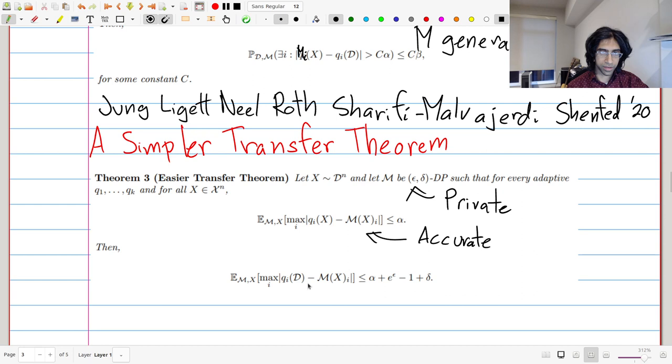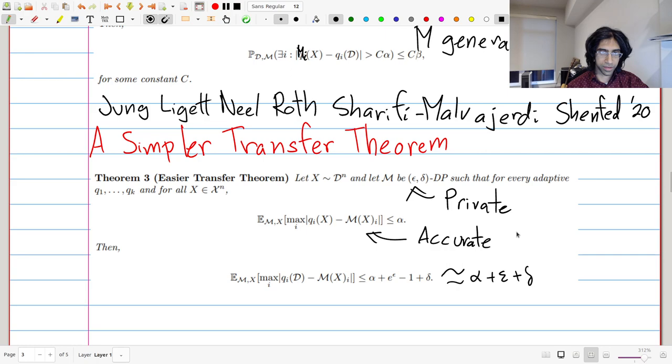It says that the difference between the query on the true distribution and the value of the query from the private algorithm running on the data set will have the following bound. The expected error will be bounded by alpha plus e to the epsilon minus one plus delta, which, if epsilon is small, is approximately equal to alpha plus epsilon plus delta.